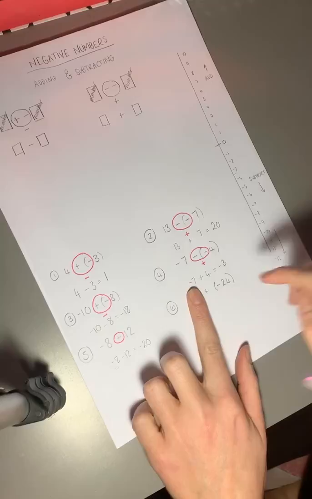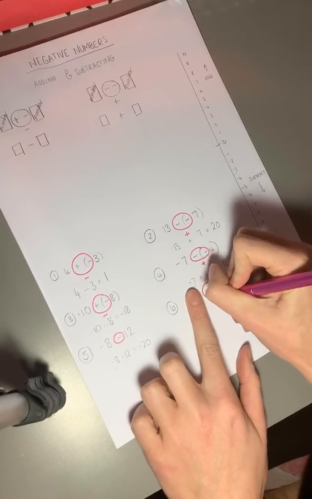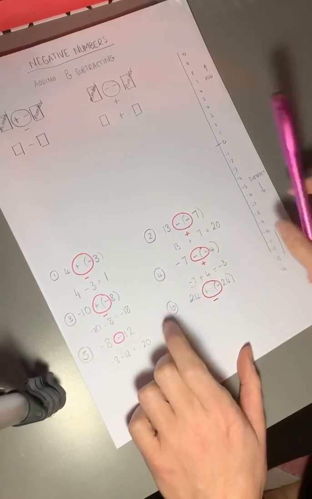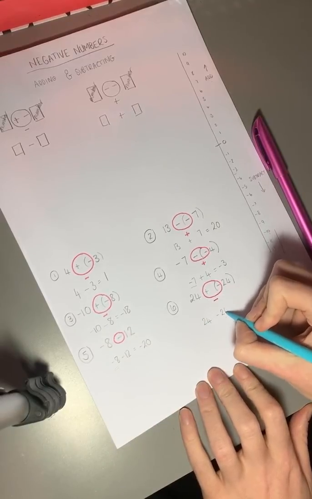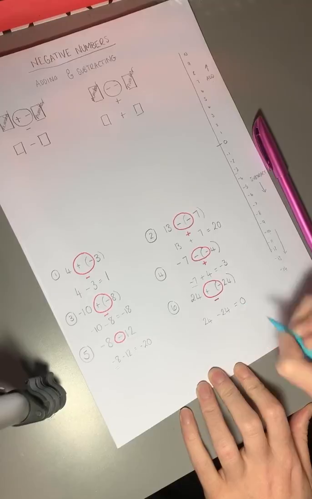Okay, and last one for adding and taking away, I've got a 24, 24, and in between I've got a plus and a minus, so that must mean we're taking away. So that's telling me to do 24, take away 24. So my answer is 0.